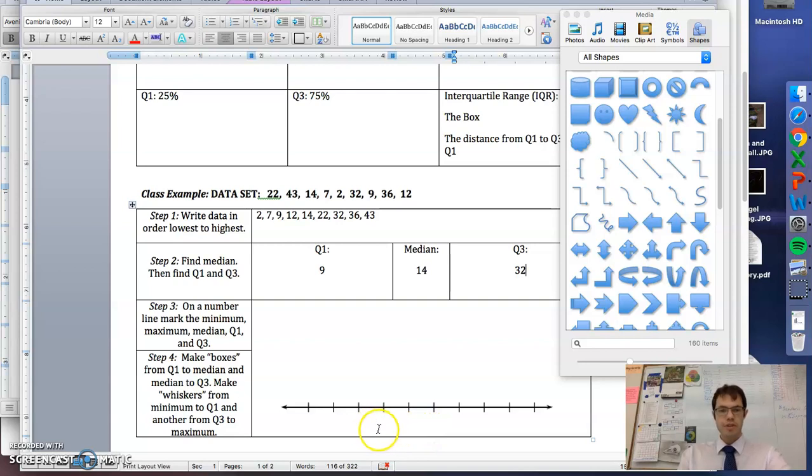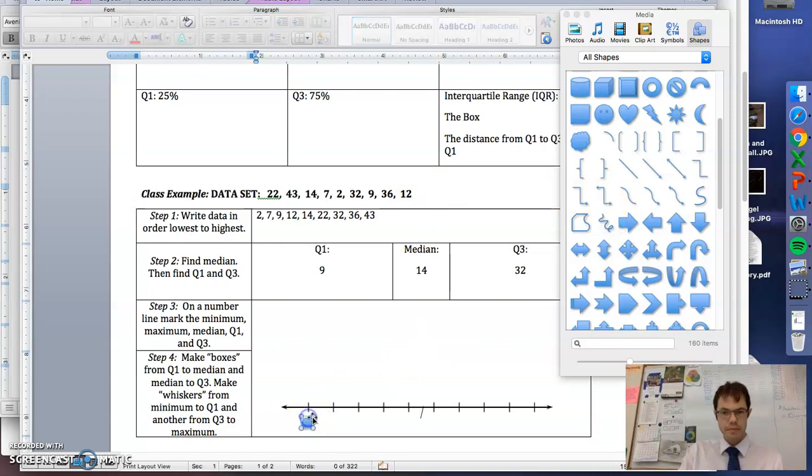So we have to first just look, and you want to always start below the minimum, and you want to go to above the maximum. Since our minimum is 2, I'm going to start with 0. Let's say that this is 0. And then since my maximum is 43, let's put this at 45. Why not? Sure, 45. Sounds great.